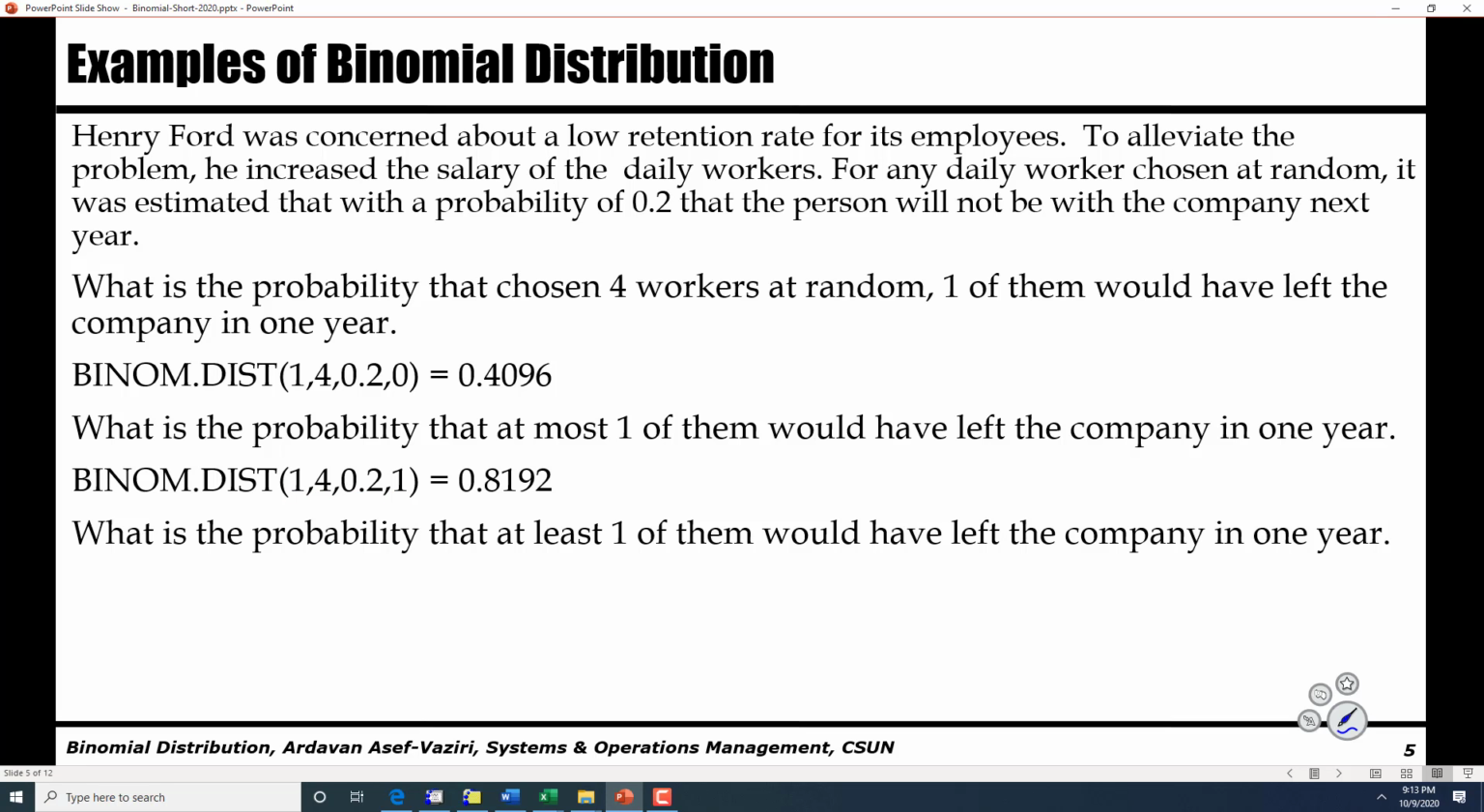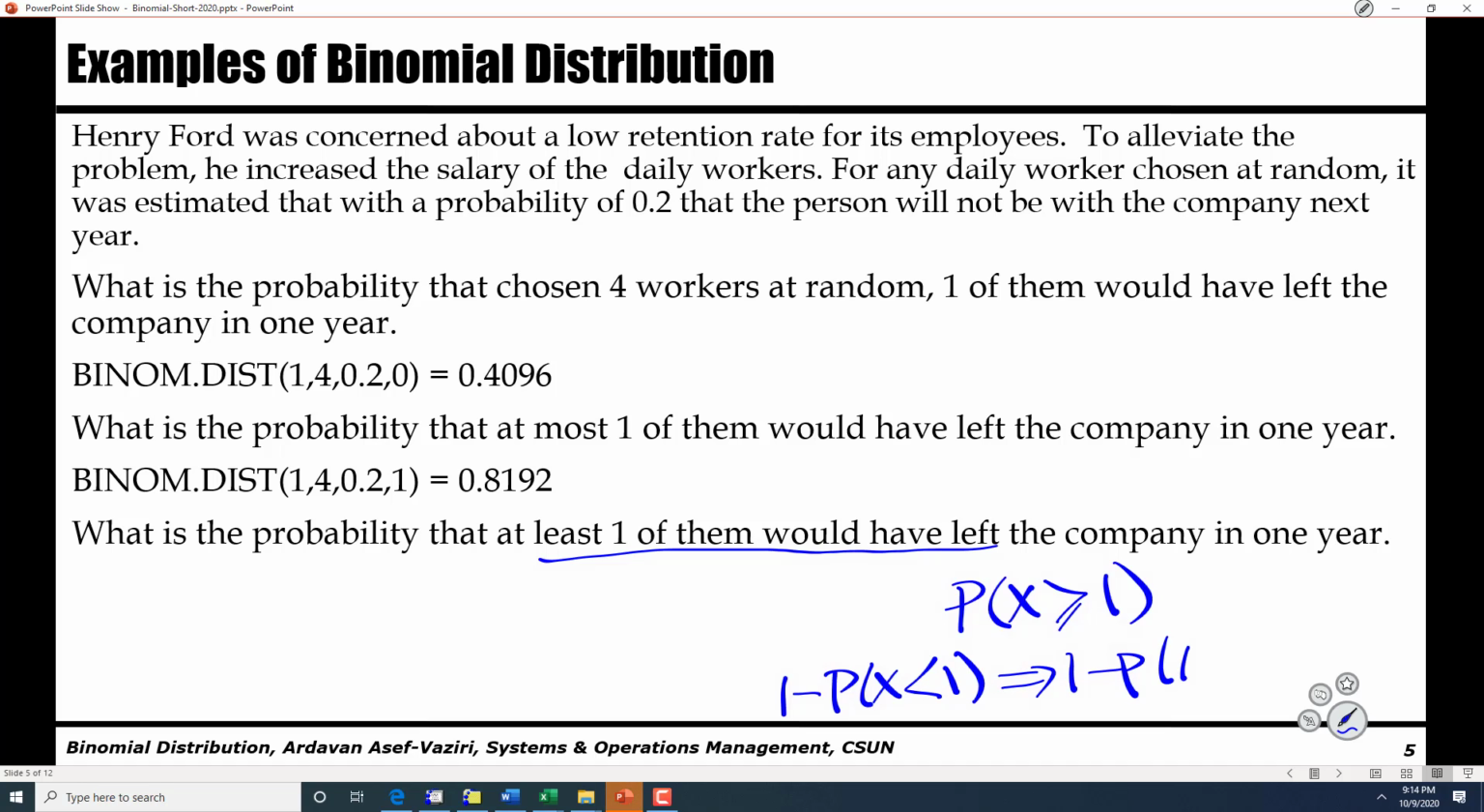What is the probability that at least one of them would have left the company? At least means probability of x being greater than or equal to 1. This probability is 1 minus probability of x being less than 1. And that is equal to 1 minus probability of x less than 1, which is only 0. So that is how we compute this probability. Probability of x greater than or equal to 1 is equal to 1 minus probability of x equal to 0.